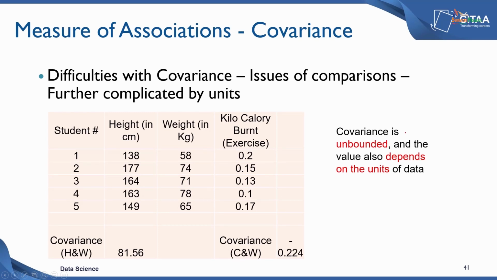The second issue with covariance is that it's unbounded. You can get any value between minus infinity and plus infinity. So you can have a very large covariance value and you will have the same difficulty as in measuring variance. Interpretation becomes an issue, and the covariance, as we just saw, also depends on the units of the data in which it's measured.